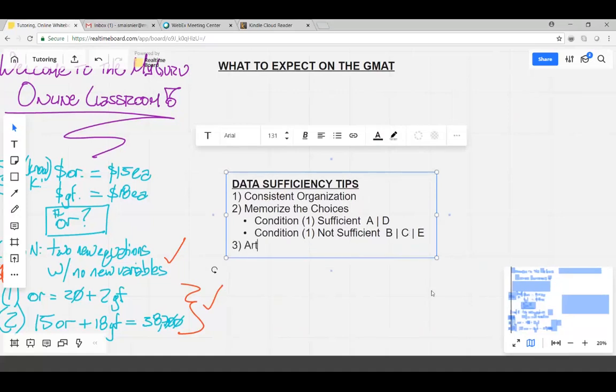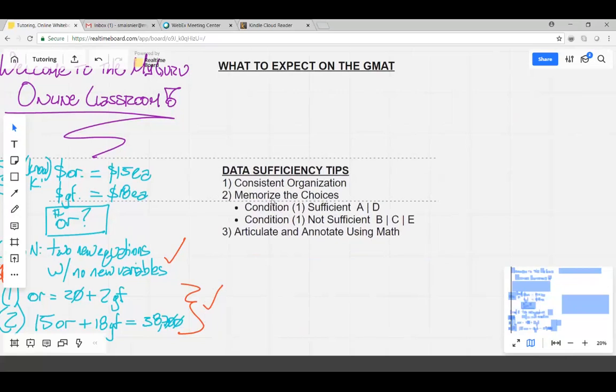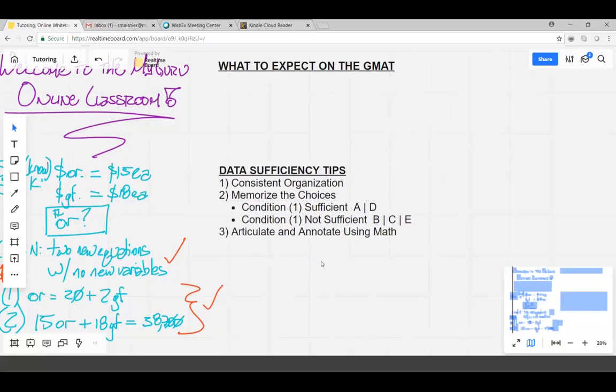And you want to articulate and annotate using math. So you will hear a lot of folks talk about things like plugging in and working through data sufficiency that way. But if you can actually articulate and annotate things using the math as opposed to relying on the more kludgy and kind of inexact science of plugging in, it streamlines your approach and makes it so that you know exactly what you're evaluating, as opposed to getting into too many variant possibilities. So I hope that answers what you're asking about the data sufficiencies.